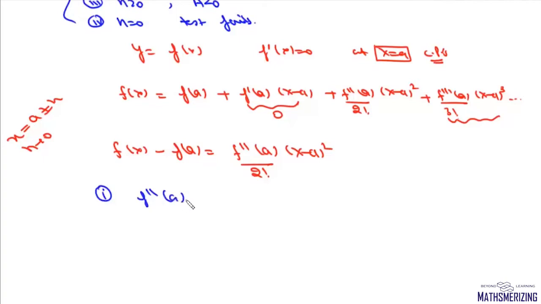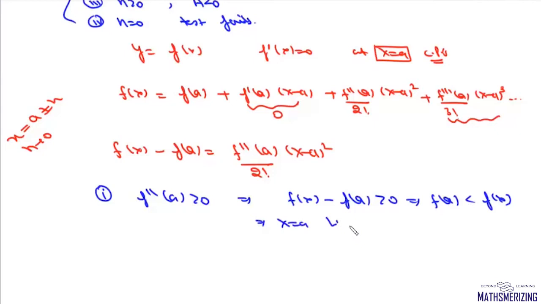Now if f''(a) is greater than 0, in that case we can write f(x) minus f(a) is greater than 0, which simply means that f(a) is less than f(x) for all the points x in the neighborhood of this point a. So it simply means that this x equal to a is a point of local minima. So if the second derivative is positive, it simply means that this point is a point of local minima.